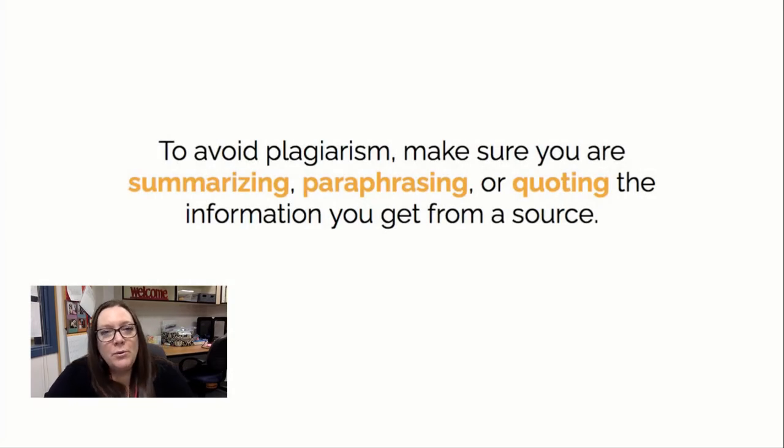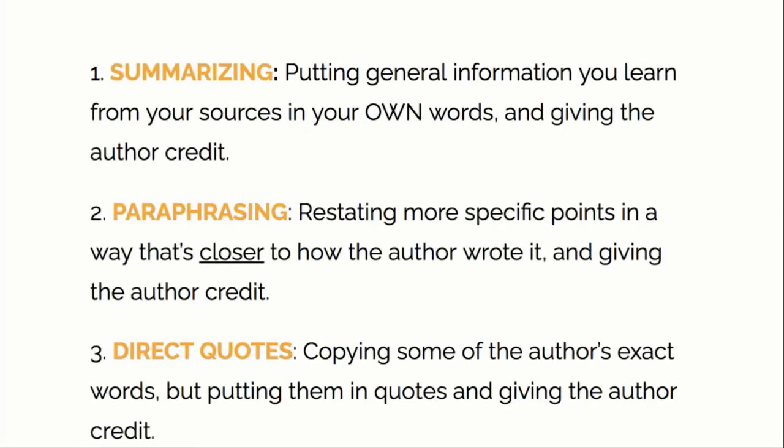All right, so to avoid plagiarism, you want to make sure that you're summarizing, paraphrasing, or quoting the information you get from a source. You can see in that previous paragraph that student quoted their information from the book. If you are summarizing, that means that you're putting general information you learn from your source in your own words and you're giving the author credit. Usually it means you're reading a bigger piece of the author's work, maybe a whole chapter or at least several pages, but you're putting it down into a much smaller number of words. So maybe you're only including a paragraph of that, you're summarizing or making it shorter.